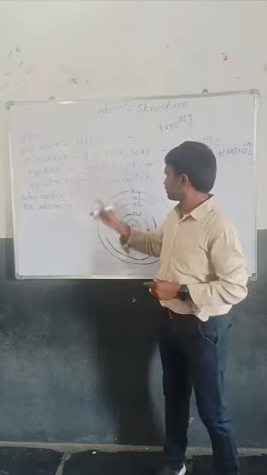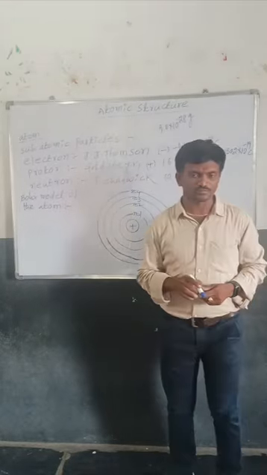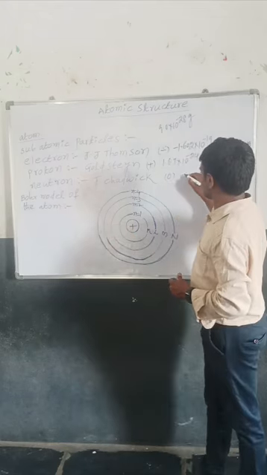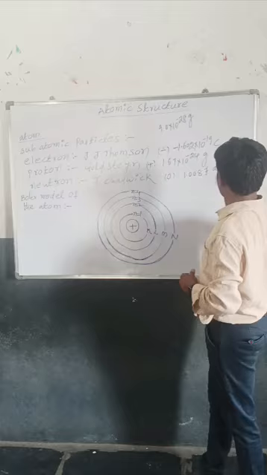Neutron was discovered by James Chadwick. The charge of neutron is 0. Mass of neutron is 1.0087 AMU.